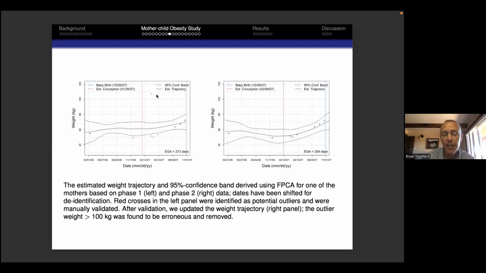In this case, the chart reviewer found that this was an error, kind of obvious now by looking at the plot, and these ones were correct. And so then the FPCA was refit to get a new trajectory. It was also discovered that the length of the pregnancy was estimated to be 259 days, instead of 273 days. So that was used to come up with a new estimate for the weight change during pregnancy.